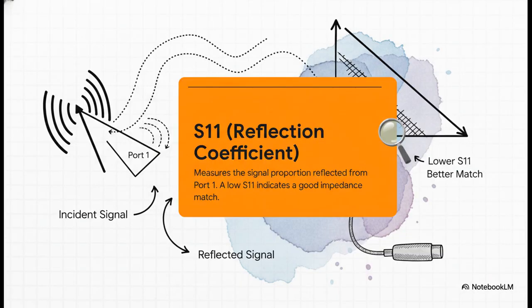Now, for the specific problem we've been talking about, impedance mismatch, we are going to be laser focused on one particular S parameter, S11. You can also call it the reflection coefficient or return loss. It's super simple. It tells you what proportion of the signal you put into port 1 gets reflected right back out of port 1. And the goal is simple too. You want that S11 value to be as low as possible. A low S11 means a great match.